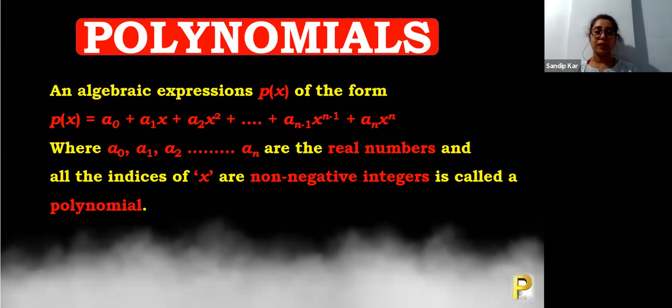Okay, so an algebraic expression of the form p of x equals a0 plus a1x plus a2x² till anxⁿ, where a0, a1, a2, an are real numbers, n is any number, and all the indices of x are non-negative integers, is called a polynomial. I hope you are clear with what polynomials are.